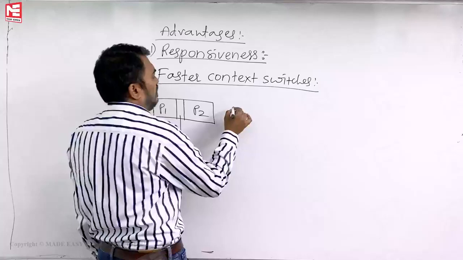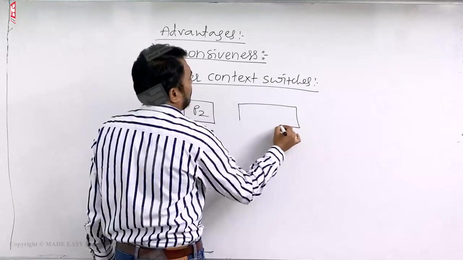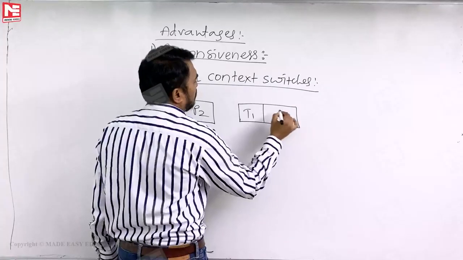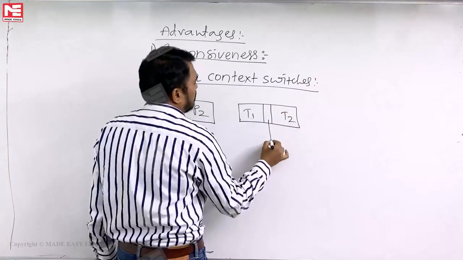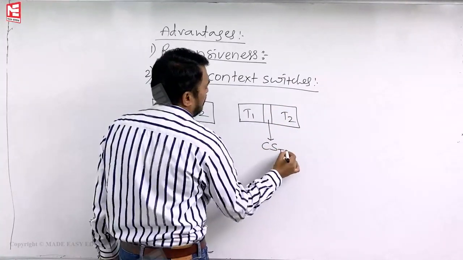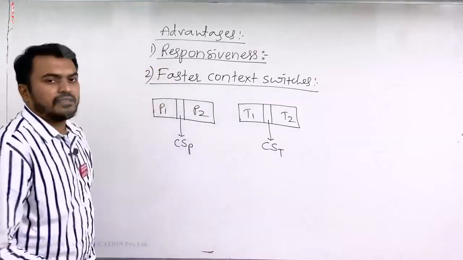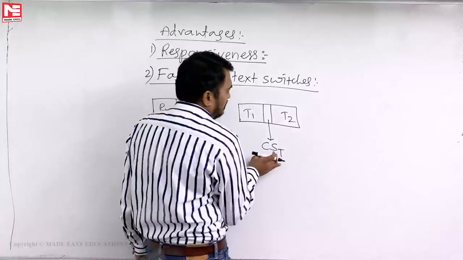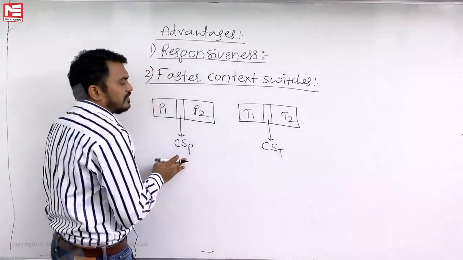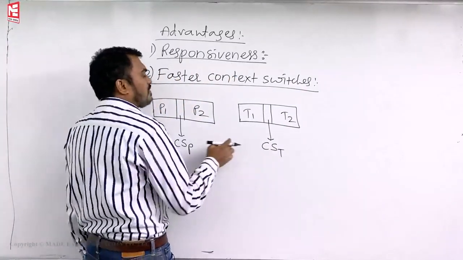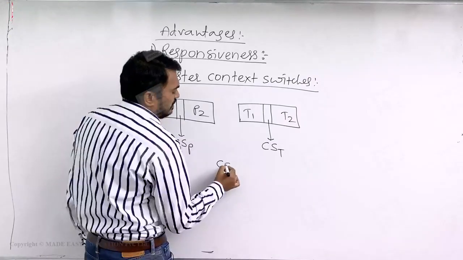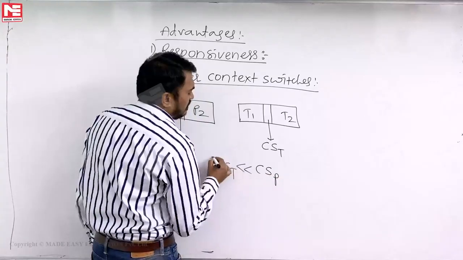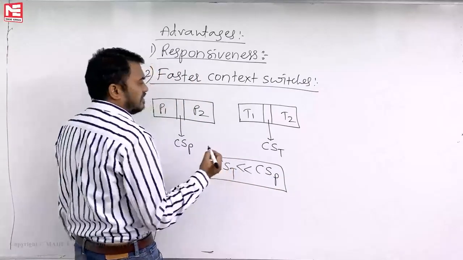In the same manner, between two threads, for example thread 1 and thread 2, you also have a context switching time. Listen carefully. This is the context switching time between the threads, and this is the context switching time between the processes. If you observe the relation here, the context switching time between threads will be very less compared to the context switching time between the processes.